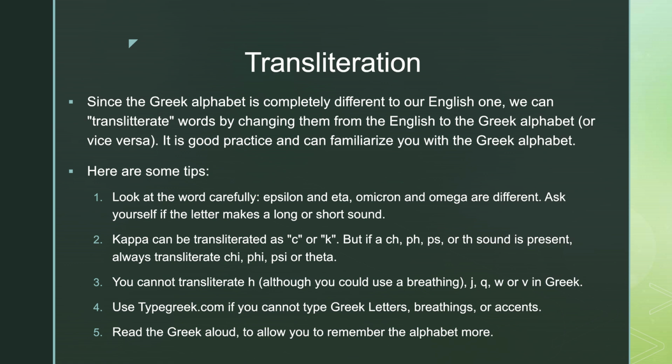And here are some tips for transliteration. One: look at the word carefully. Epsilon and eta, omicron and omega are actually different. Ask yourself if the letter makes a long or short sound.